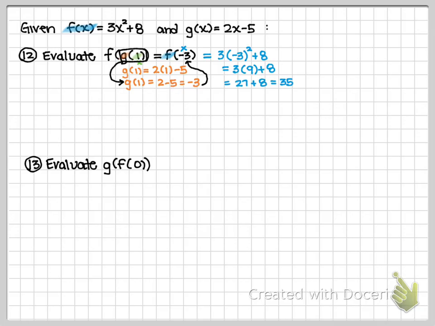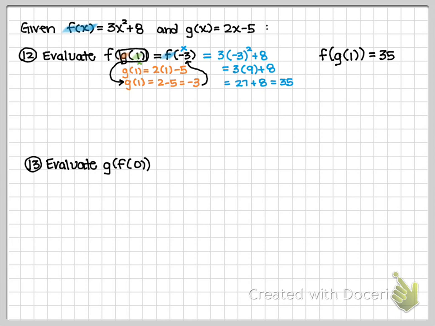So what this says is if I take 1 and I cram it into g and get an answer, and then I take that answer and I cram it into f, I'm going to get 35 at the end. That's what that says. So 1 goes into g, that answer comes out, that's my new x value, that gets crammed into f.